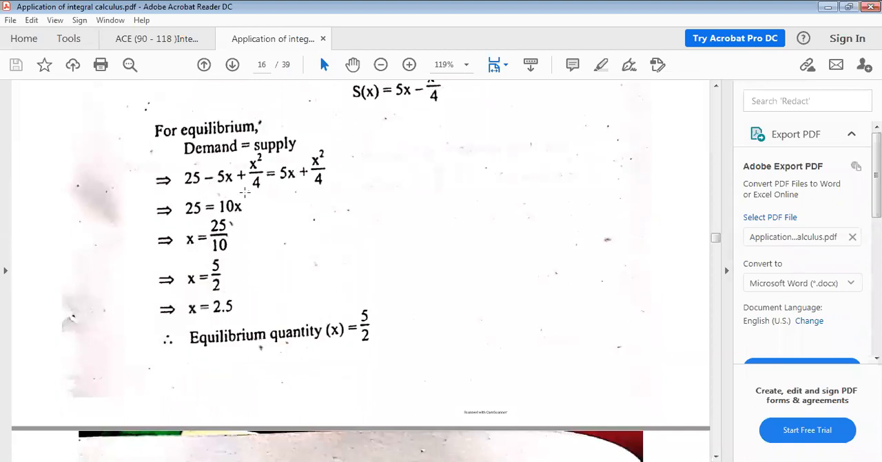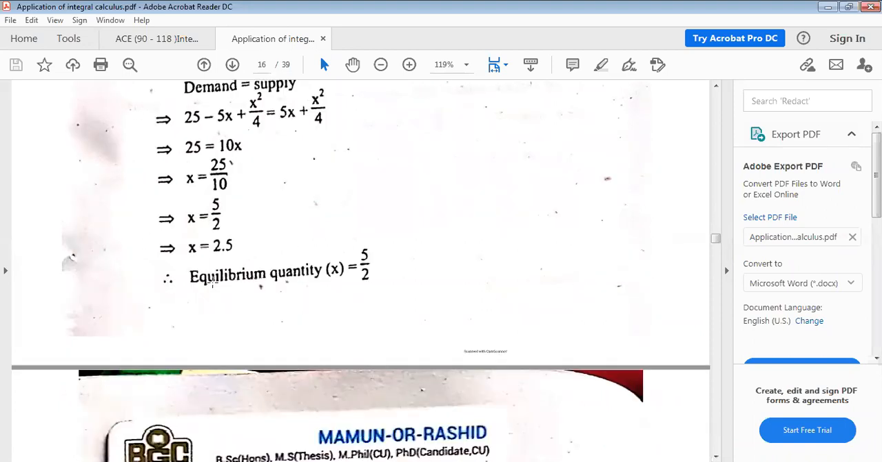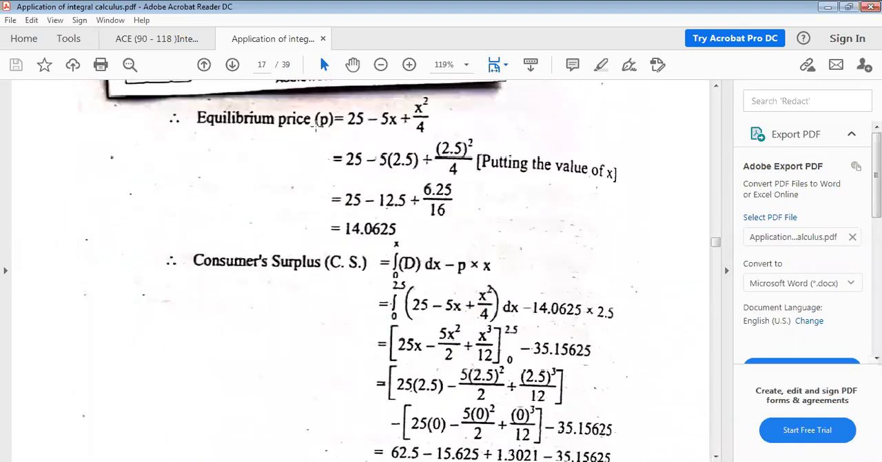Now solving this, x square by 4 will be cancelled, 5x and 5x will be 10x. So 10x equals 25, x equals 2.5. So at the equilibrium point, X naught will be 5 by 2. Now the equilibrium price, this is given. For x equals 2.5, P naught will be 14.0625. Just putting x equals 2.5 here: 25 minus 5 into 2.5 is 12.5, and 2.5 whole square is 6.25, divided by 16. So P naught will be about 14.